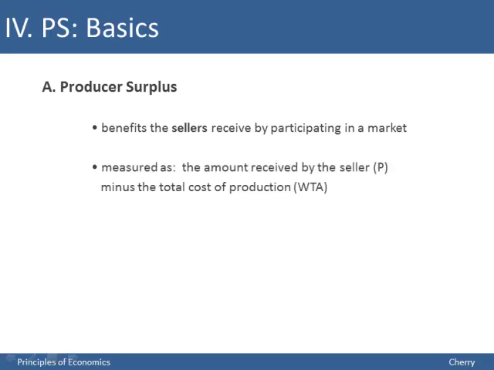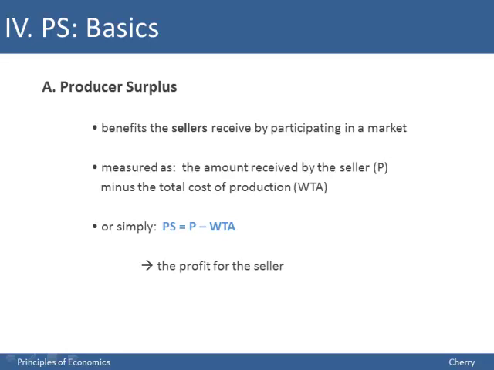How do you measure producer surplus? That's the amount received by the seller minus the total cost of production, which is WTA, which we refer to as willingness to accept, which we'll define in a second. All right, so this can be written by the simple math equation: producer surplus equals price minus WTA. And this essentially is the profit for the seller.